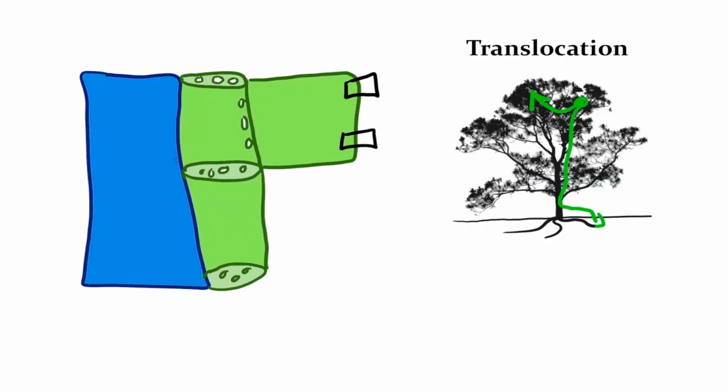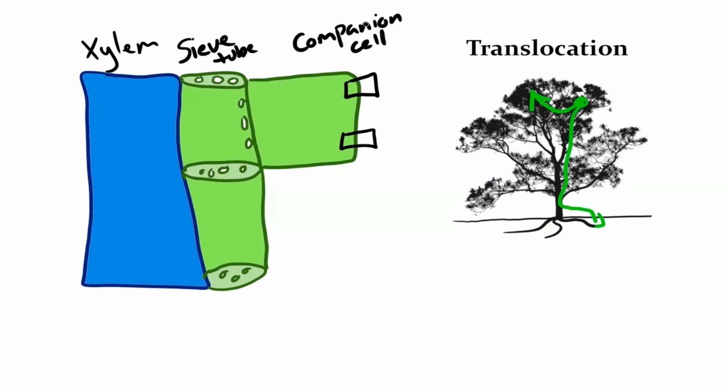So here I just redrew the vascular bundle. Here, so let's say this is xylem here. This is going to be our sieve tube. And this is going to be our companion cell. Okay, so next to the companion cell, you're going to find the leaf cells that are making all the sugars that are going to be transported through translocation. So just imagine the leaf cells are over here somewhere and they're loaded with sugars.